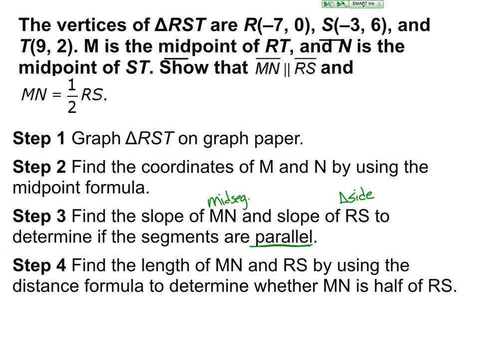And then the last step is to find the length of the midsegment and the triangle side. This is the midsegment. This is the triangle side. Distance formula. And again, if you're doing it right, notice how that simplifies to one of them being 2 times the other one. That's how it should come out if you're doing it right.